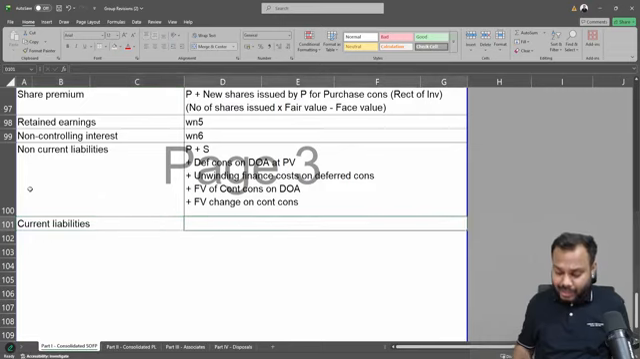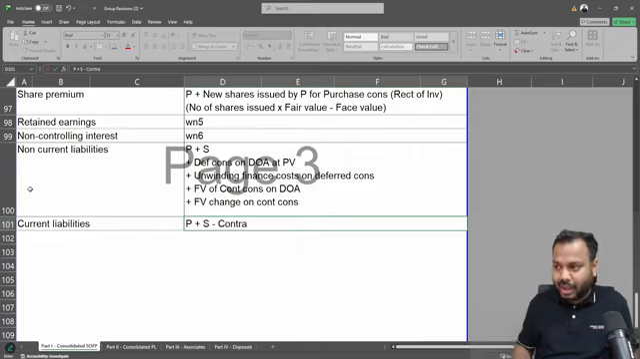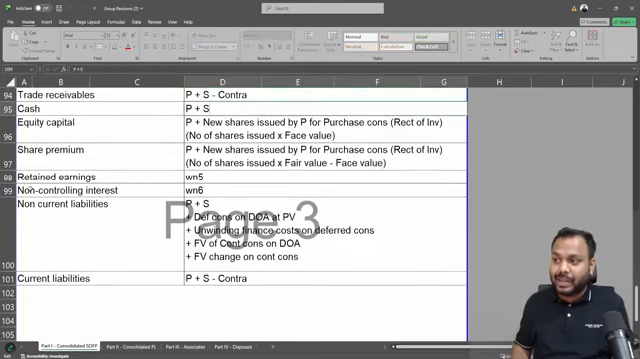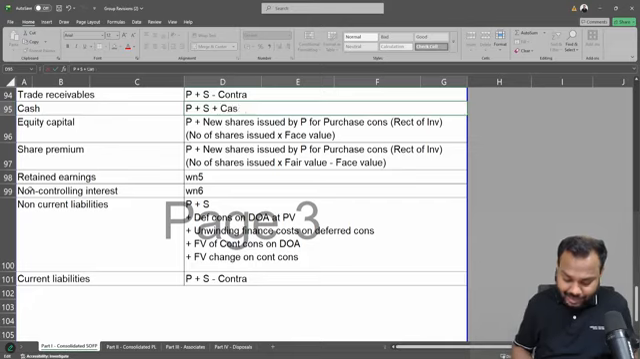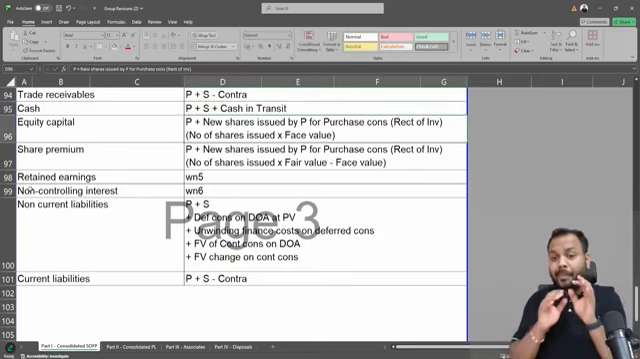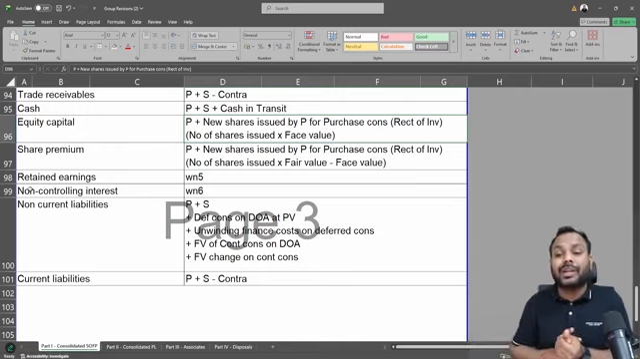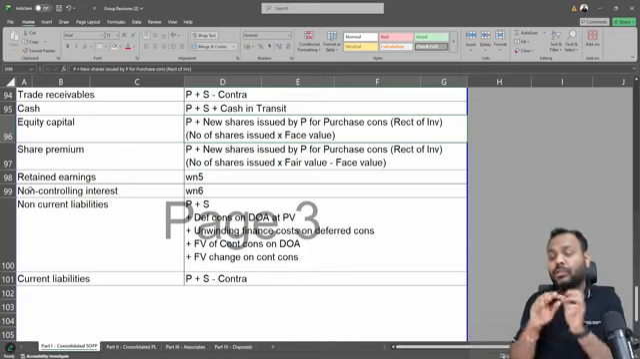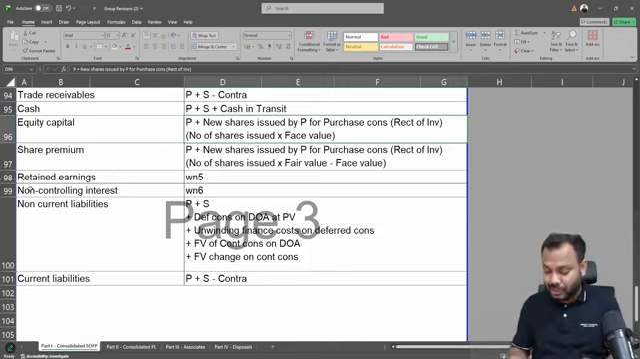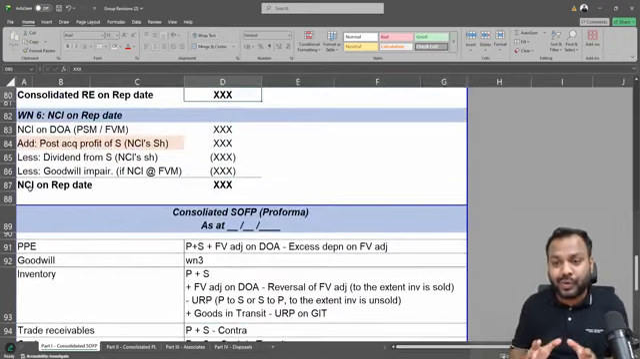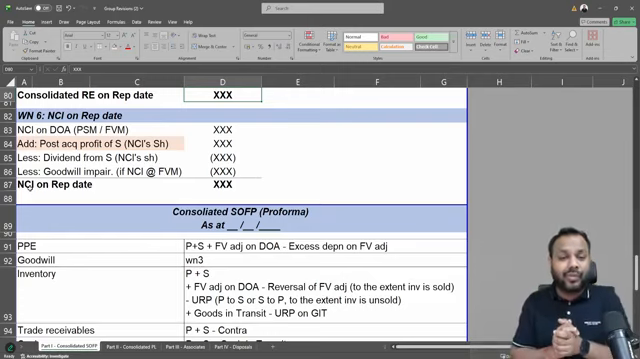Now, what will come under current liabilities? Parent plus subsidiary minus contra. Just one thing that I missed, guys: in cash, it will be parent plus subsidiary plus cash in transit. What is the meaning of cash in transit? Parent has sent cash to subsidiary, but subsidiary has not received that cash by end of reporting date. That is called cash in transit. So this completes your consol SOFP. Tell me, guys, does this give you confidence on consol SOFP?